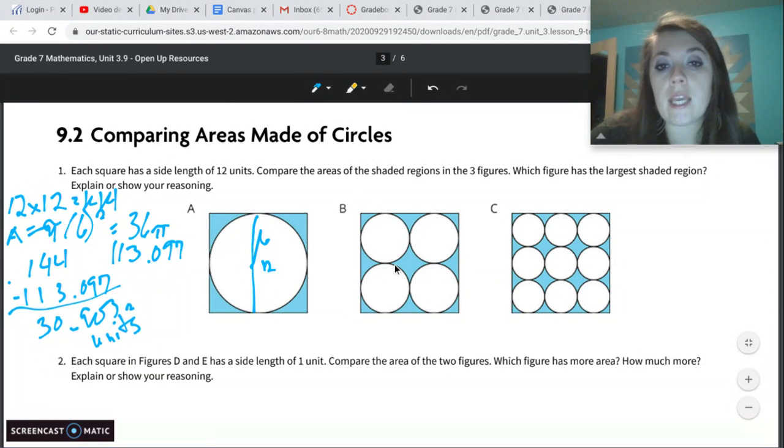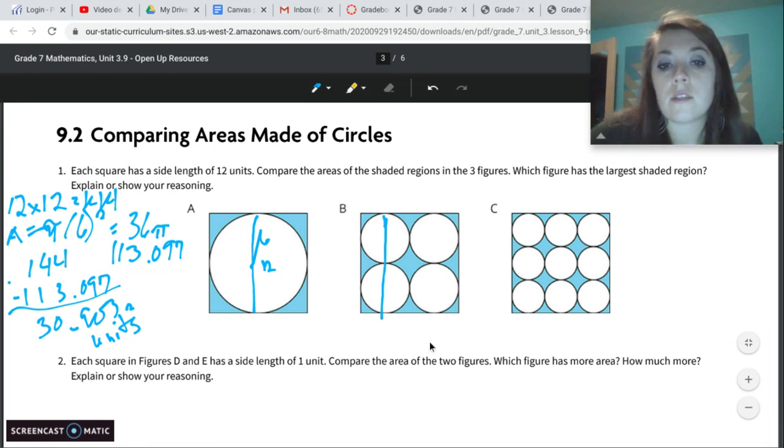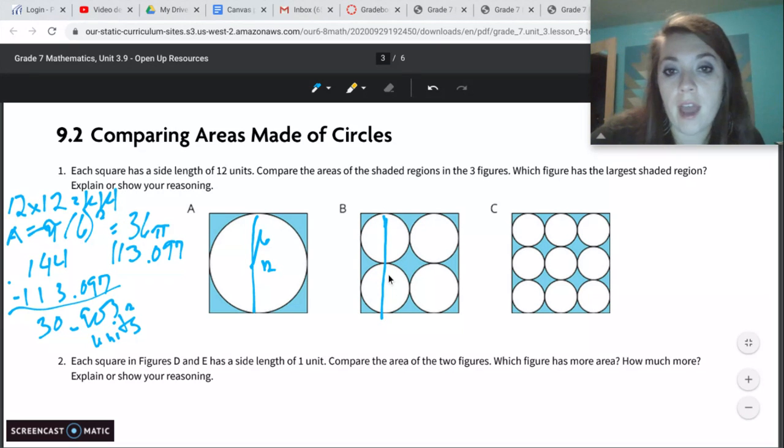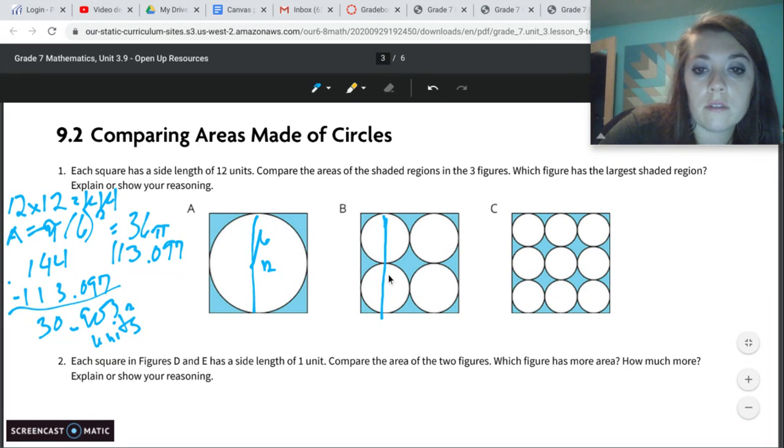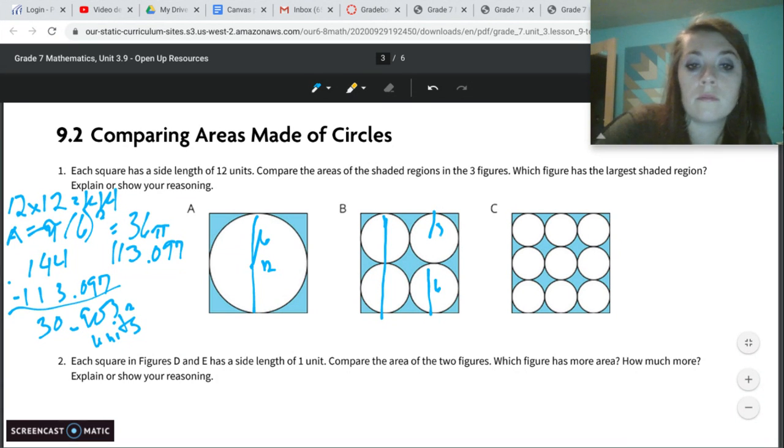All right, so for B, once again, our whole square is 144. But now we have 4 circles in here. 2 circles to go from the side of 1, so to go from here all the way across, is 12. So half of that, or 1 circle, would be 6. And so then our radius would be 3.